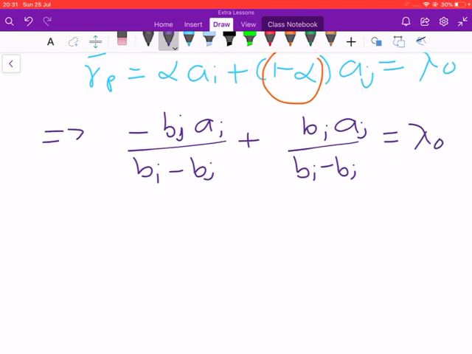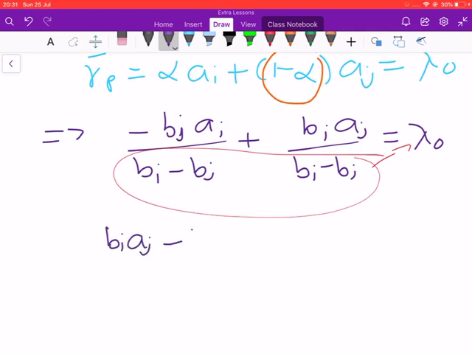So you can try to simplify this by taking this thing to the other side. What you'll have left is minus BJ, or you can just write it better: BI AJ minus BJ AI is going to be equal to lambda 0 BI minus BJ. So fine.